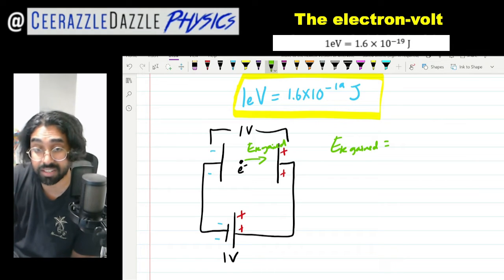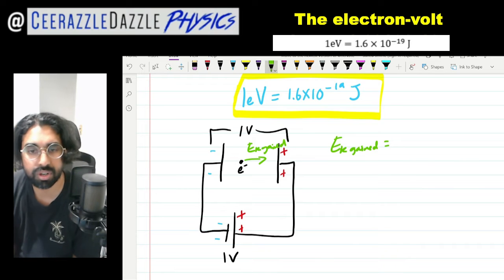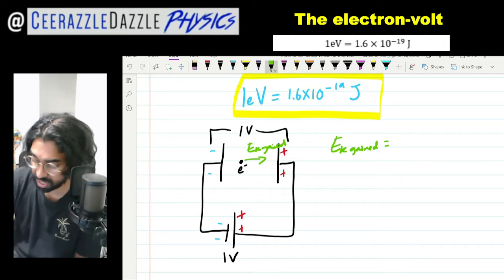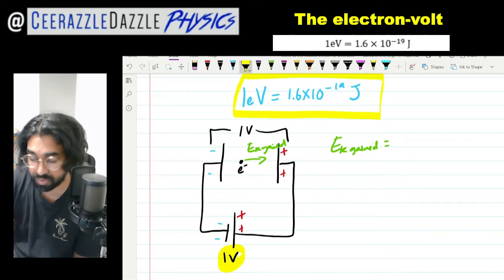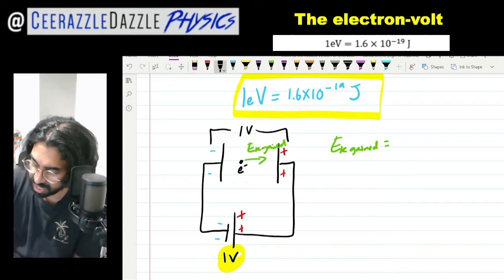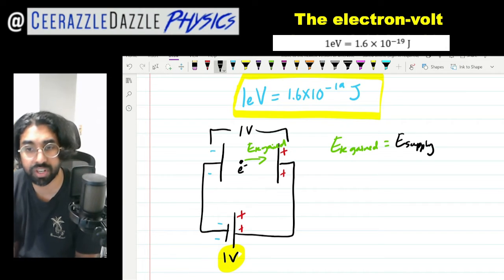How much energy does it gain? Where's that energy going to come from? It's going to come from the supply voltage over here. So EK gained is equal to the energy from the supply. That's what I always put down. The energy from the supply, just conservation of energy.